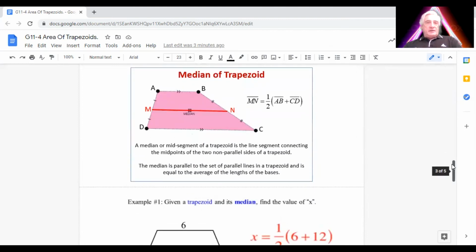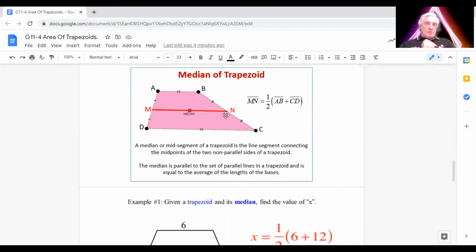Now we come to the median of a trapezoid. We go halfway down the first leg. We go halfway down the second leg. We go to the midpoint. You remember midpoint from geometry, chapter 1. We make the midpoint M between A and D. We make the midpoint N between B and C. We draw a straight line across.